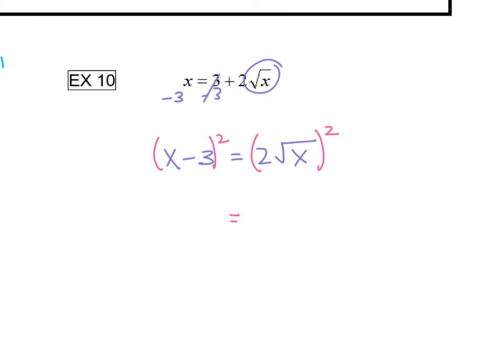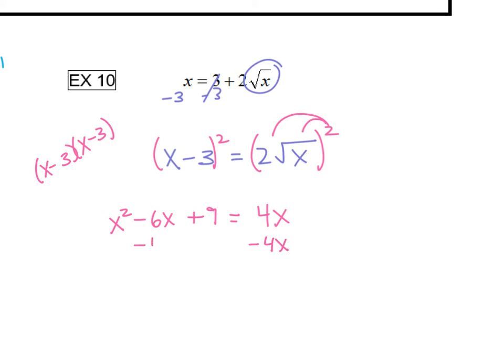On the right side, we're going to square both of these. 2 squared is 4. Square root of x squared is x. On the left side, we have a binomial, x minus 3 squared, so we have to FOIL this out. If you FOIL that out, it's going to give you x squared minus 6x plus 9. All right, so here's another equation with x squared and x, so let's get everything on the same side so that we can try to factor this and see what we get for x.